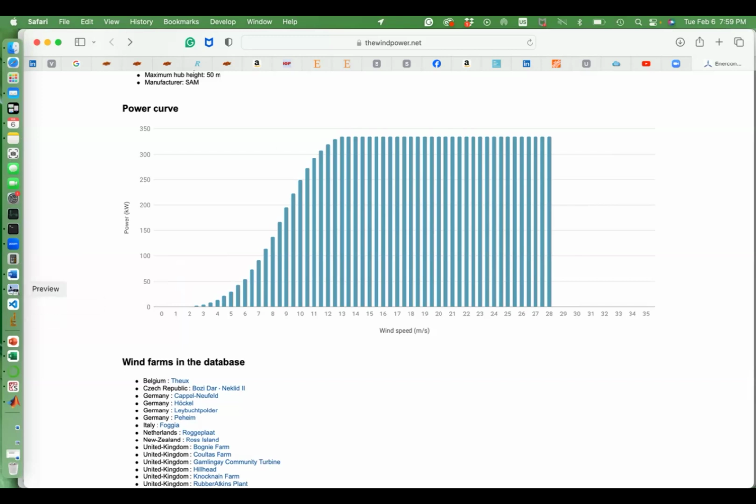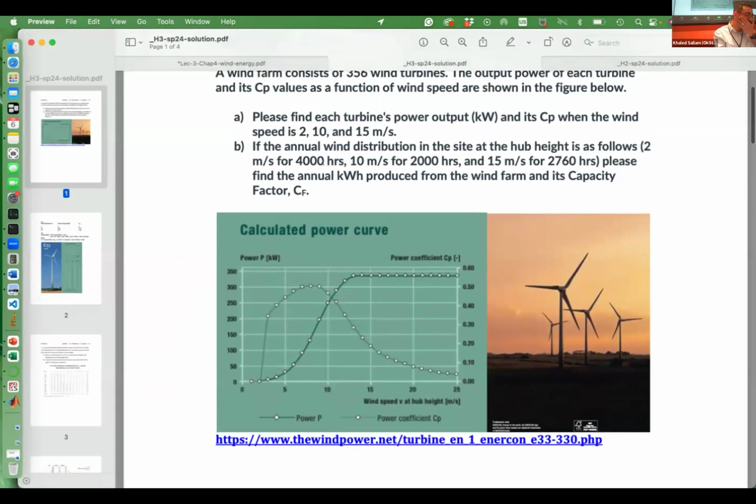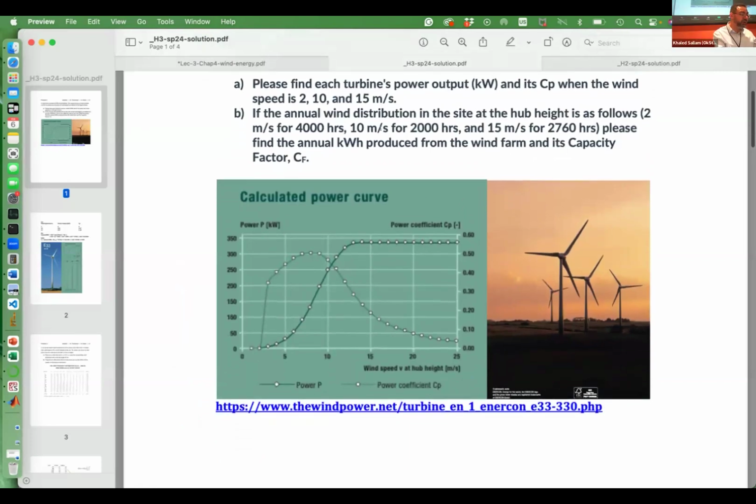Okay, good. So what does he want from us? Please find the turbine power output and CP when the wind is this, and this. So all you need is just read from the table, and get the power and get the CP.